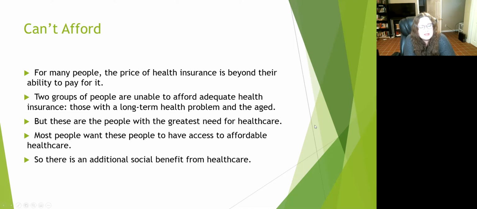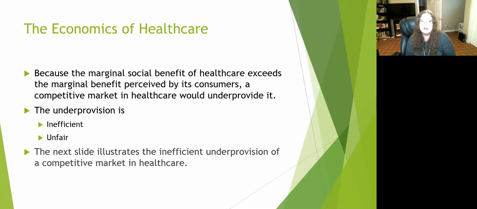So these also tend to be the people that have the greatest need for health care, and this health care may not necessarily be provided by their employer because it's very expensive for these particular individuals because of their utilization. Most people want these people to have access to affordable health care. It would be nice if everybody who needs health care could have health care, right? Because there's a social benefit to it. If there's people who are not suffering, society's better off, because that means that these people are more likely to be able to go back to work, make wages, and spend money, which is good for the economy, right? So there's actually additional social benefits from healthcare.